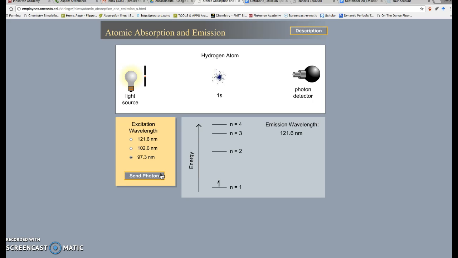Let's say it was in n equals 2, because it got hit by a photon and went up to n equals 2. That would be the excited state. If you give it a little energy and it goes up to n equals 2, that's an excited state. It's temporary. It's not going to stay there. That's called the excited state. With me? All right. So, here's what happens.